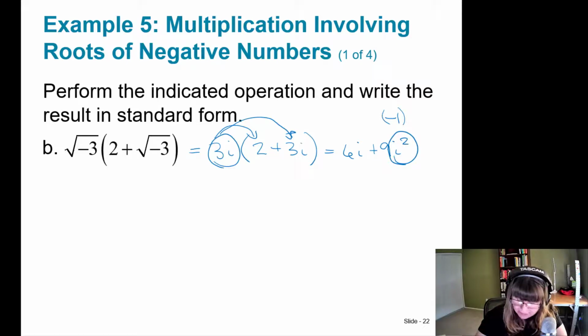9 times negative 1 is really negative 9, but this is not in standard form. We need to switch the order. Here's the imaginary part, here's the real part. The real part always comes first. Negative 9 plus 6i.